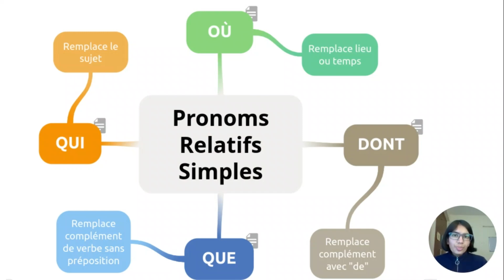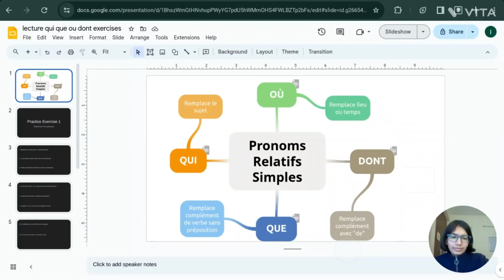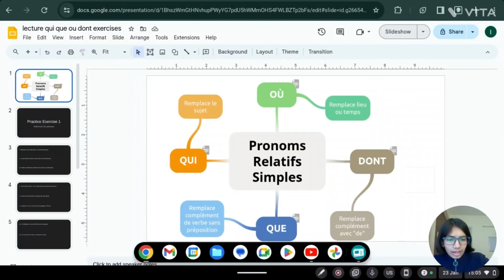Next up we have Dont. Now Dont is a little tricky because Dont is used to replace those nouns जिनसे पहले एक preposition आता है, and कौन सा preposition आता है? Of. Of preposition आता है जिसको फ्रेंच में हम de बोलते हैं.